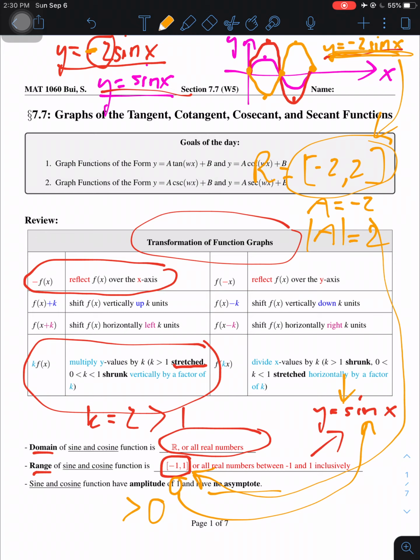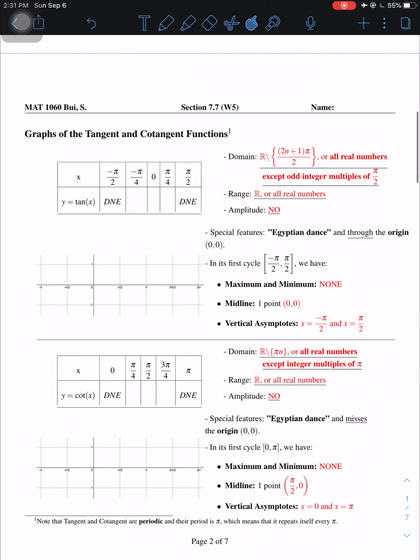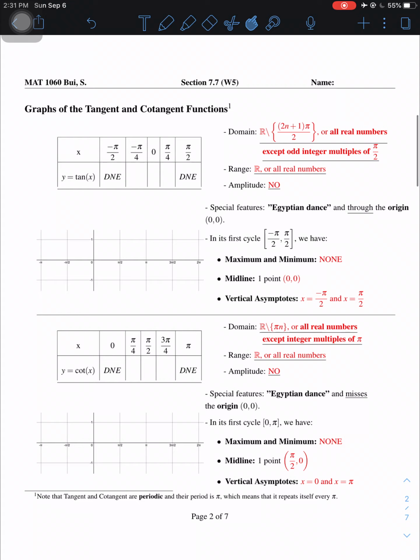Okay, and that's actually the reason why we have 6 functions, but I'm talking about sine and cosine first. Then in 7.7, I'm going to talk about the rest of them, like tangent, cotangent, cosecant, and secant, because these 4 functions actually have something called asymptotes. Okay, so let's talk about the first page in here. Graphs of tangent and cotangent functions.